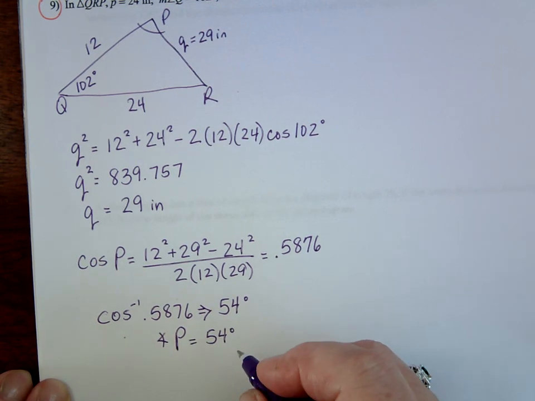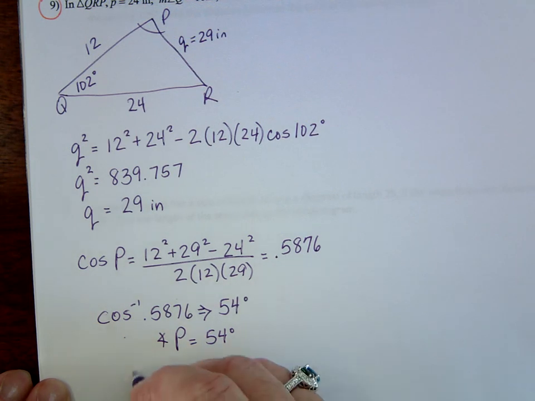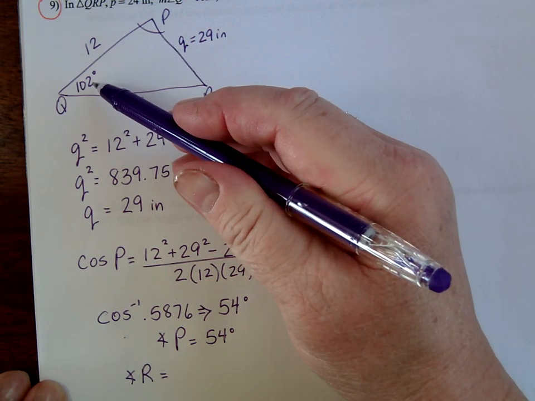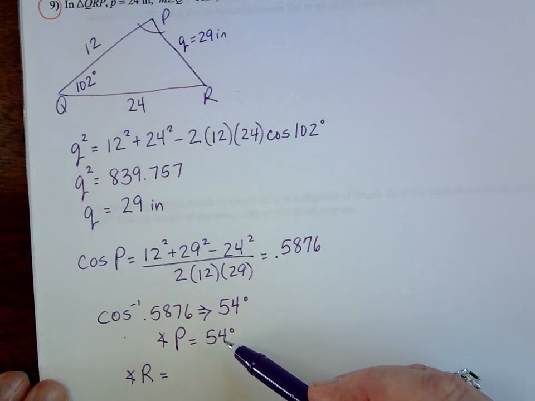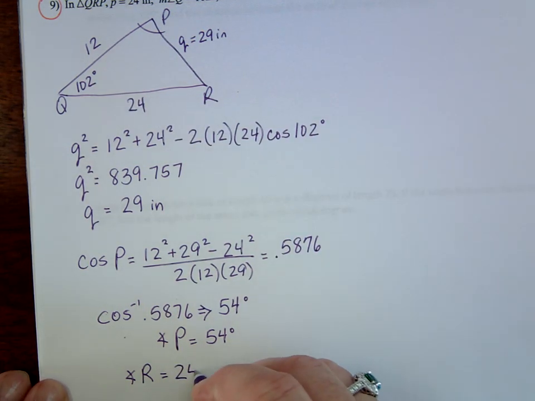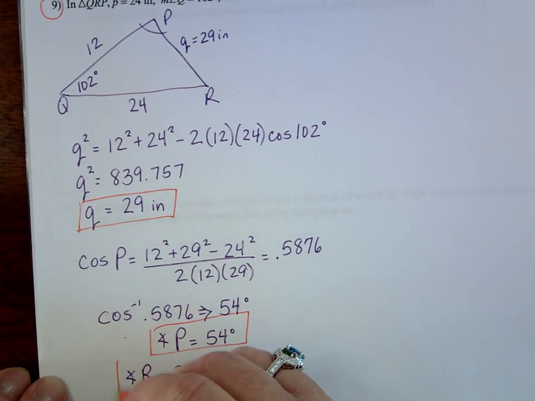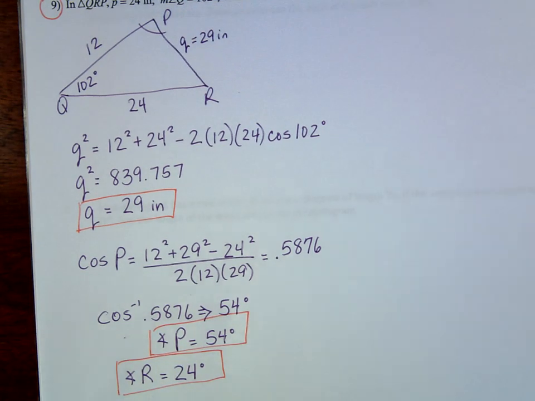And then you can easily figure out what angle R is. Angle R is 180 minus 102 minus 54. And that gives you an angle R that is 24 degrees. And so you have solved that triangle. You know all three sides. And you know all three angles. And that, my friends, is the law of cosines. I kind of like it.